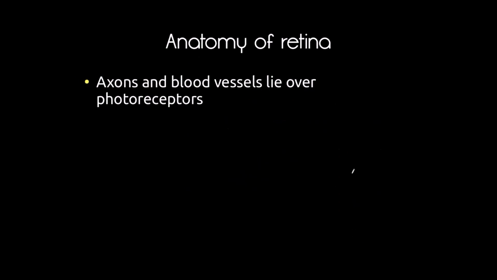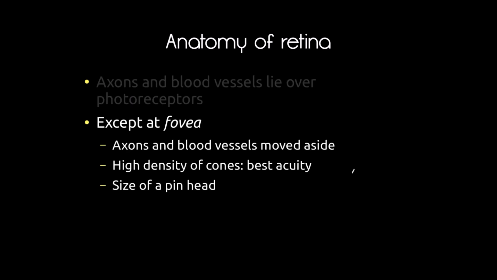Talking a little bit more about the anatomy of the retina, as a consequence of this, axons and blood vessels are lying over top of photoreceptors. This is happening over most of the retina, except for one place, and that's the fovea. The fovea is a small depression in essentially the center of your retina that has the highest concentration of cone cells, which means we have the highest acuity right there at the fovea.